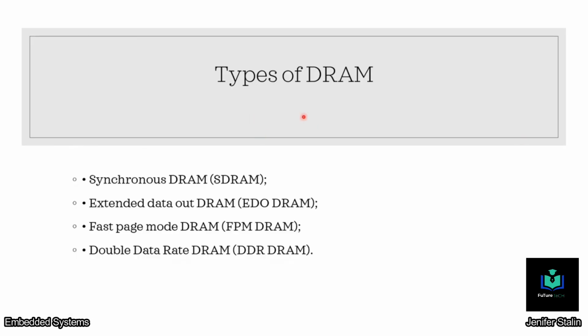The next is the types of DRAM. DRAM can be classified as asynchronous DRAM, that is SDRAM, extended data out DRAM, EDO DRAM, fast page mode DRAM, FPM DRAM, and double data rate DRAM, that is DDR DRAM. So these are some of the content seen under DRAM.